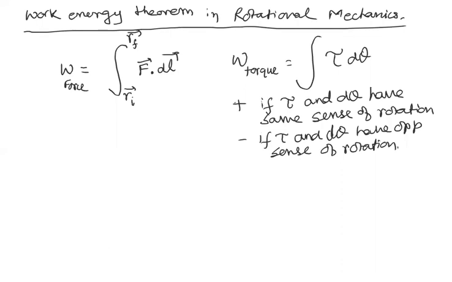So I'm saying that if torque and angular displacement have the same direction, the work done by the torque will be positive, and if the direction of torque and angular displacement is opposite, then the work done will be negative. Now I can talk about the direction of torque and angular displacement. You do know about it; you'll have to use the right hand thumb rule and so on.